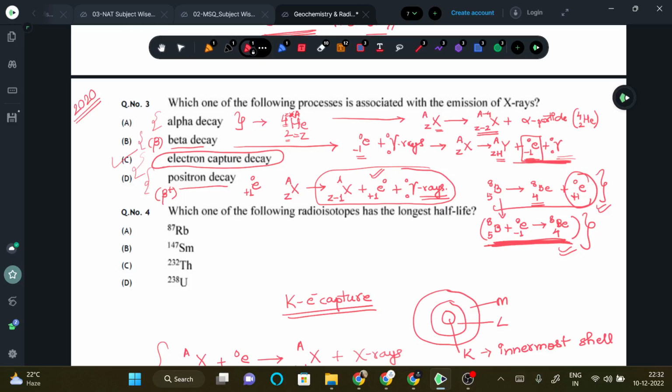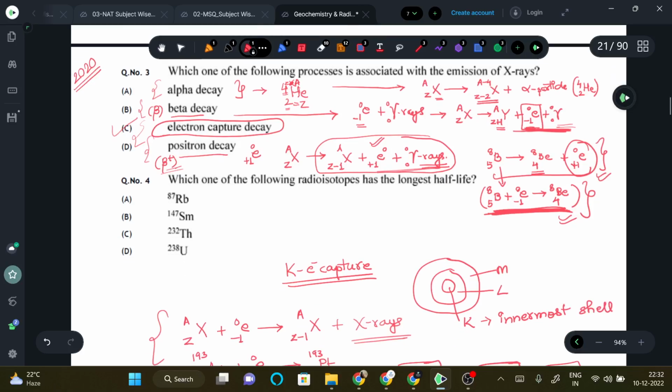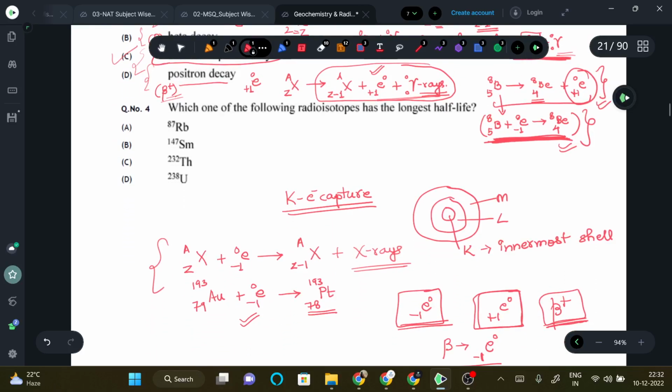In electron capture decay, it captures one electron to give the final product with the emission of X-rays. In positron decay, it emits one positron, not an electron, along with the gamma rays. So here the beta plus particle will be gamma rays plus a positron. I hope this is clear now.